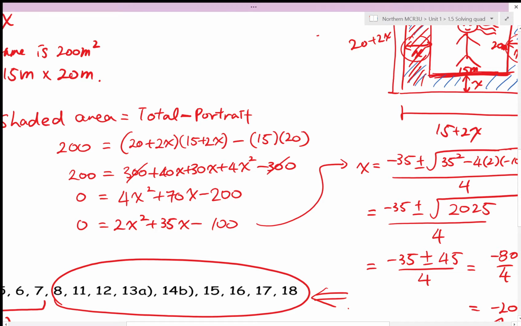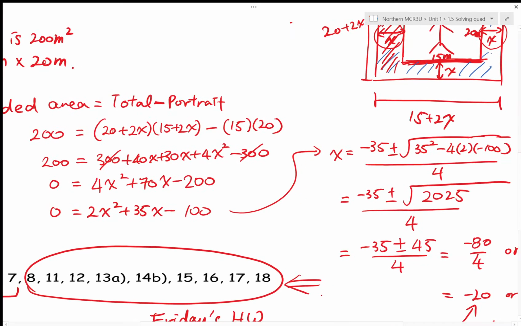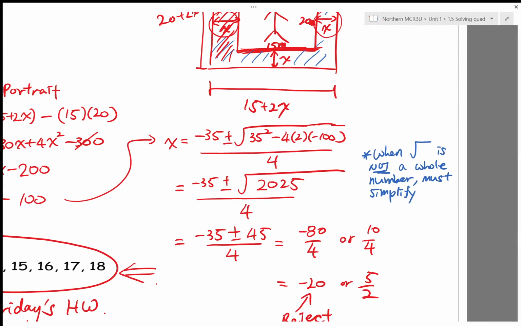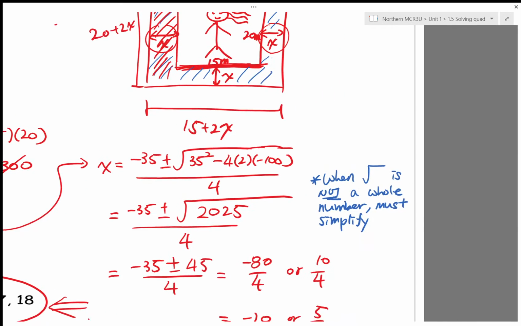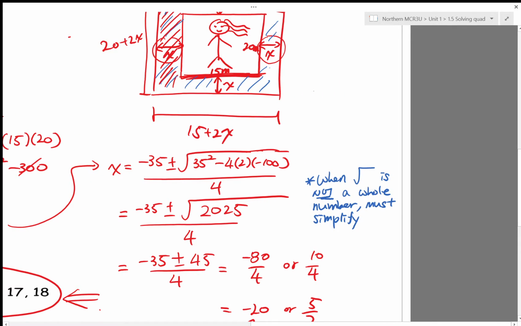Now then, here we have a quadratic equation. So it's up to you whether you use factoring, or completing the square, or the quadratic formula. In this case, let's try to use the quadratic formula. Hopefully you remember the quadratic formula, okay? The quadratic formula is always negative b plus or minus the square root of b squared minus 4ac, over 2a.